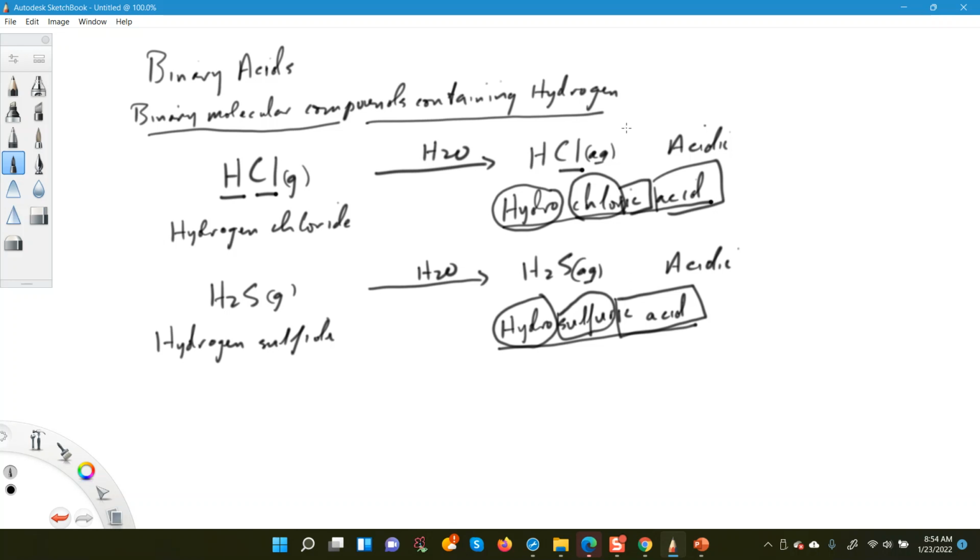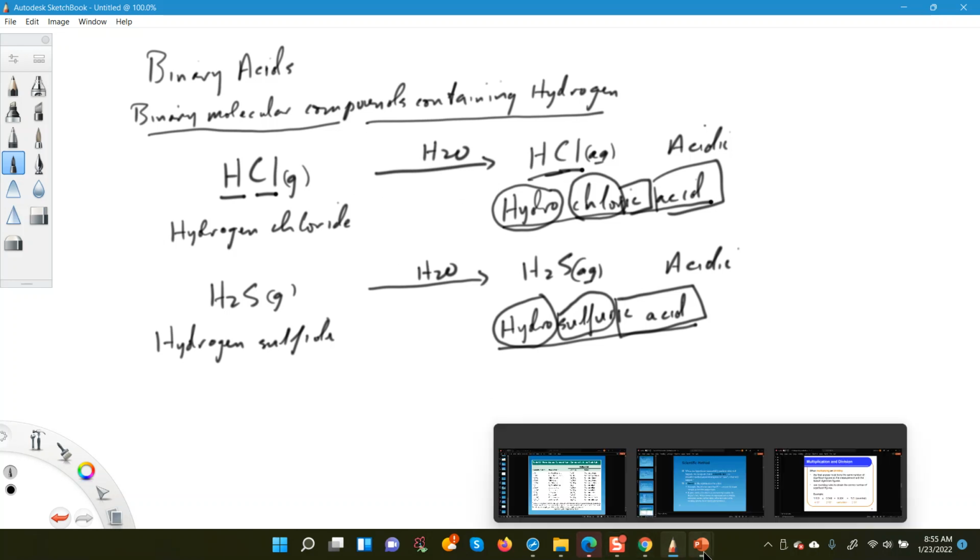And it's very important that you recognize, as I said before, that there's a difference between the pure substance before you add it to water and the solution that is formed after you add the water. The names will be different because they're different substances, so to speak, because one is in an aqueous solution, which is acidic, and the other is not, and therefore it's not considered to be acidic in that state. So that's basically how we name binary acids formed from binary molecular compounds containing hydrogen.